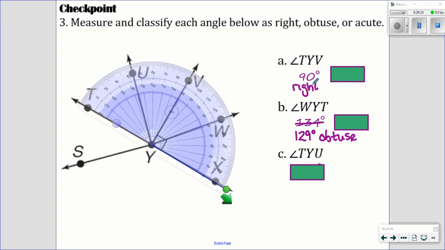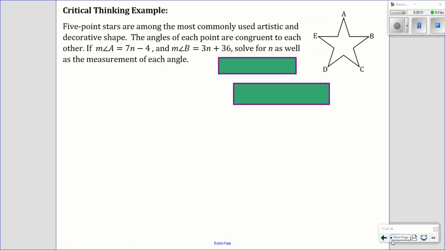And then the last one, TYU. TYU, it's already set up. It shows it to be 44, and it's acute angle. It says 45, 44, 45. Alright. So yeah, so that's how you use a protractor.